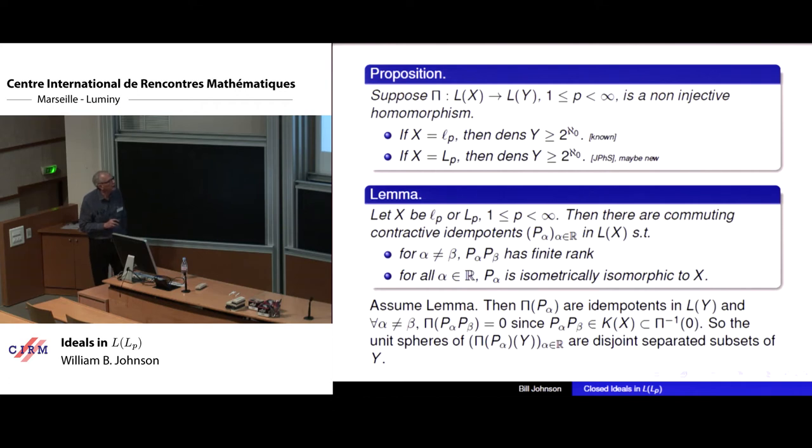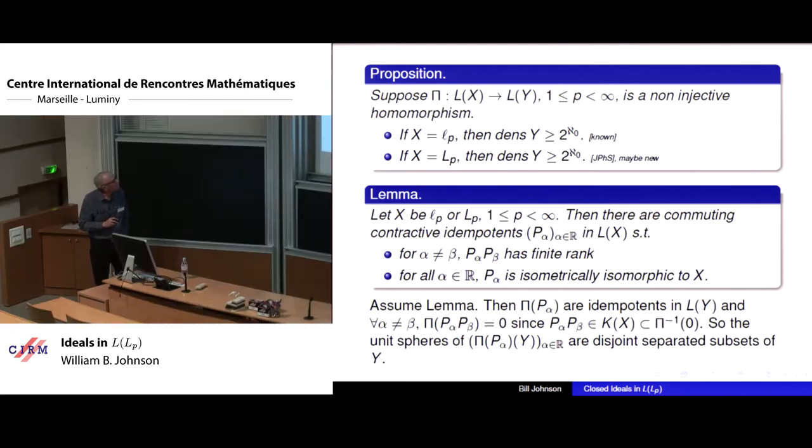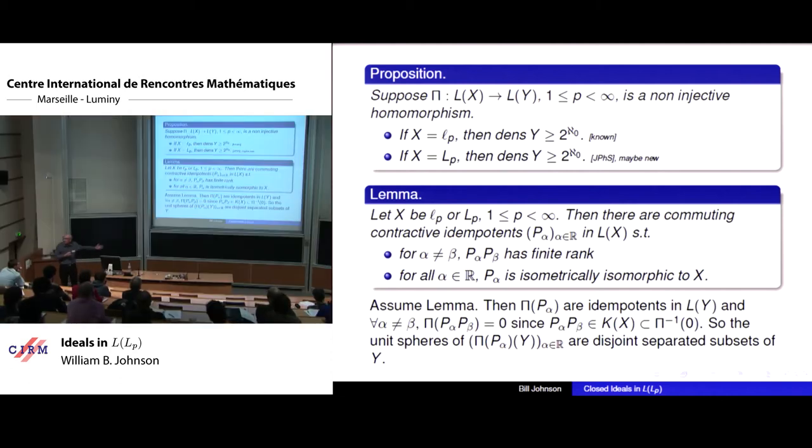this is a multiplicative mapping, so it takes idempotents to idempotents. And secondly, since the composition of any of these is finite rank, and the kernel of this non-injective homomorphism contains the compact operators, it must kill these compositions, right? So that means the unit spheres of the ranges of these projections over in the target space have to be disjoint separated subspaces of Y, okay? And if you have a continuum of them, that means that the density character of Y has to be at least a continuum. So once you have the lemma, the theorem falls out immediately.